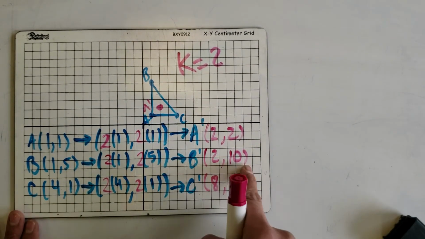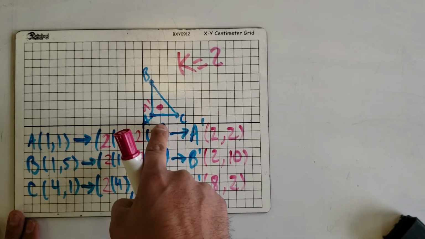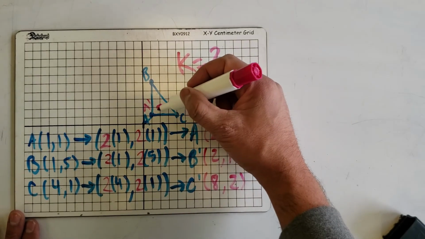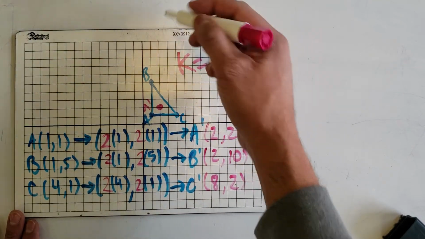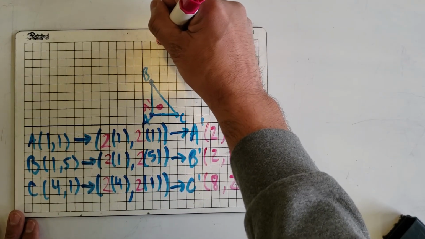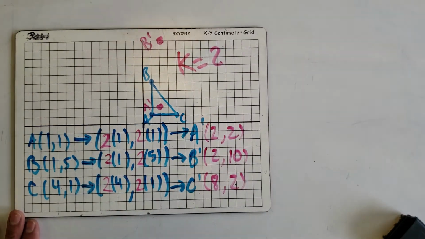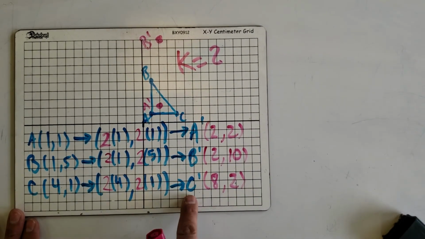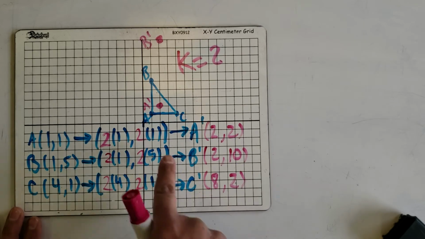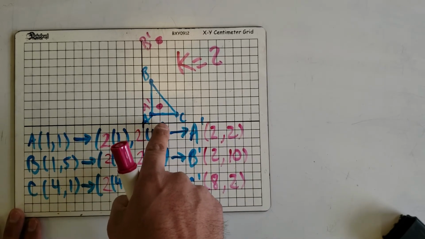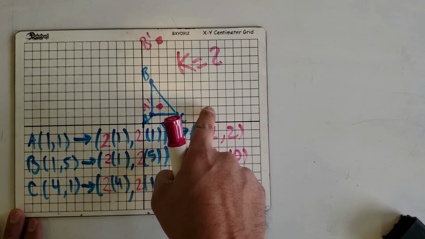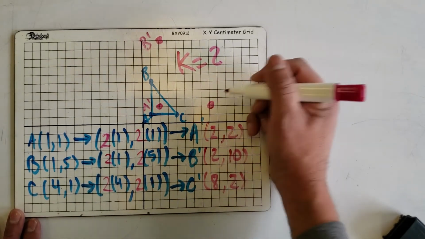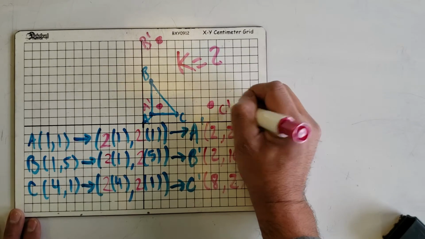Next point is 2 and 10. So I go over 2 and up 10. So 1, 2, 3, 4, 5, 6, 7, 8, 9, 10. Man, I'm right up on top. And that one's called B prime. And then C prime is at 8 and 2. So I go over 8: 1, 2, 3, 4, 5, 6, 7, 8. And up 2: 1, 2. So right there. That's C prime.